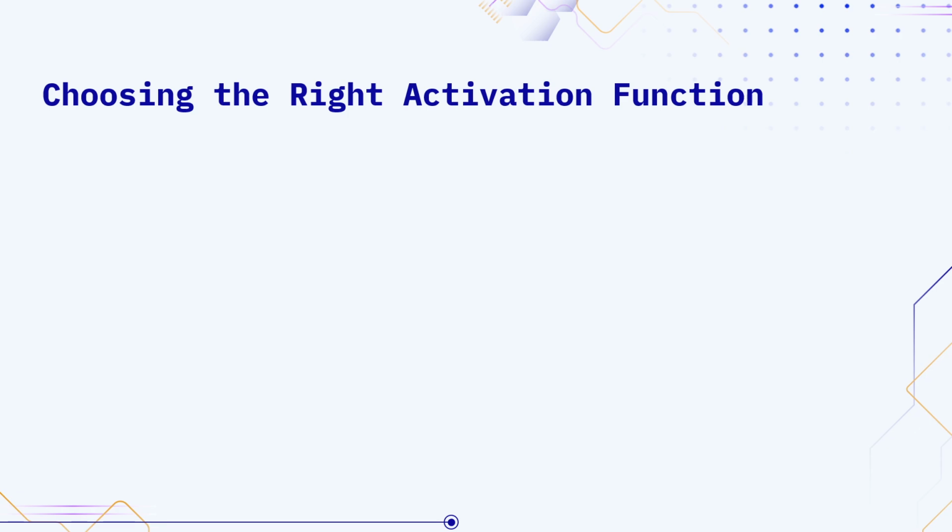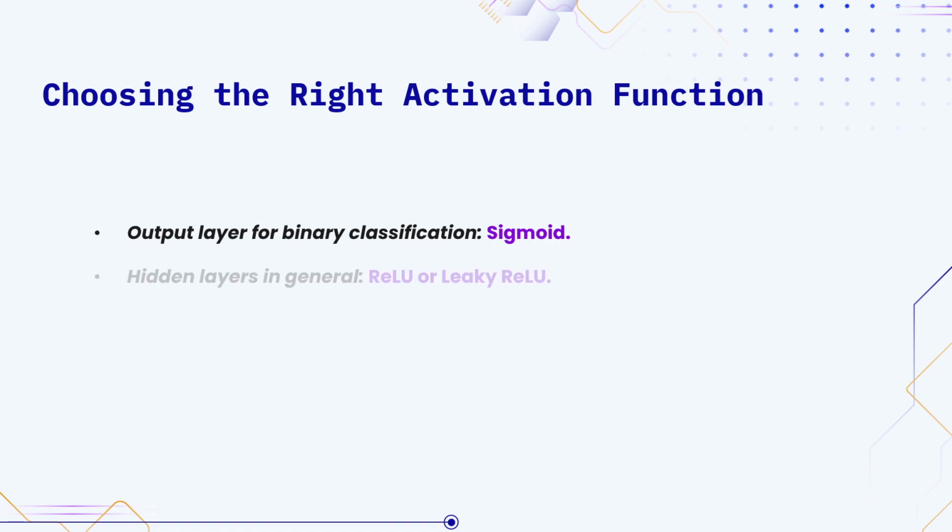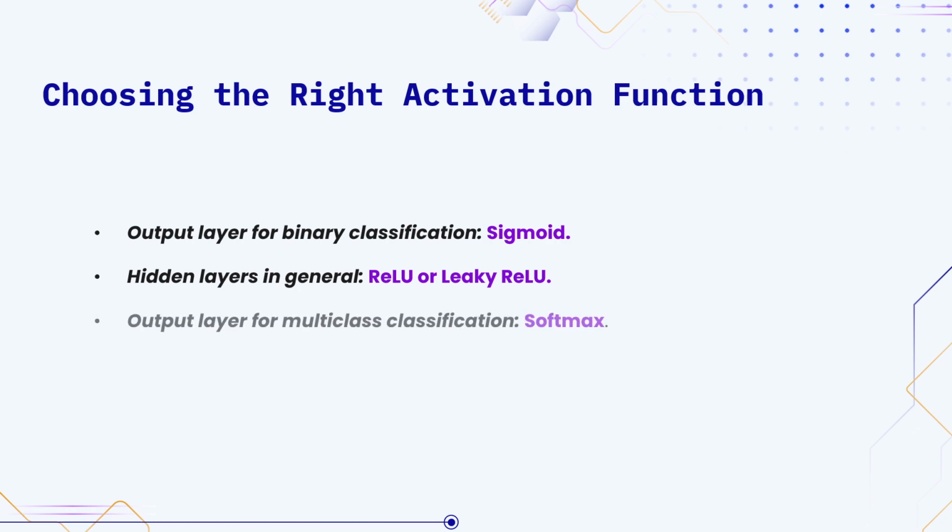Now, let's move to the selection process. The choice of the activation function depends on the layer type, network depth, and the specific problem being solved. Some general guidelines are: first, if we have an output layer for binary classification, sigmoid would be the better choice. If we are in hidden layers in general, ReLU or leaky ReLU are the best choice. If we are in the output layer for a multi-class classification, softmax is the most suitable activation function.